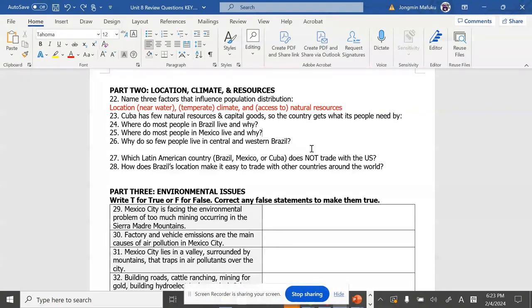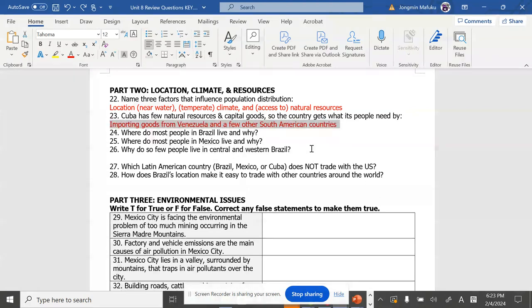23, Cuba has few natural resources and capital goods, so the country gets what its people need by... If the country doesn't have a sufficient natural resource, they need to get it. When you get something by trading from another country, we call that import. So Cuba would have to trade by importing goods from countries like Venezuela and other South American countries that can export some goods to them. And we know we can't trade with Cuba. That will be our answer for number 23.